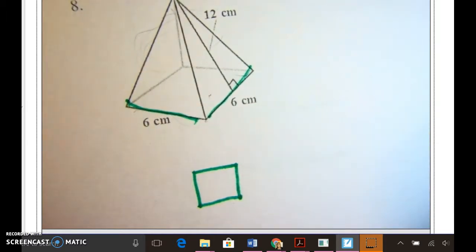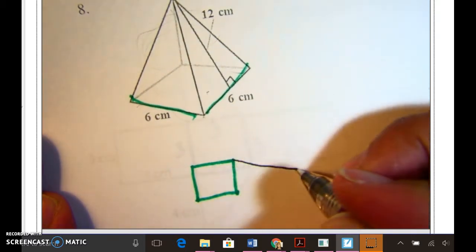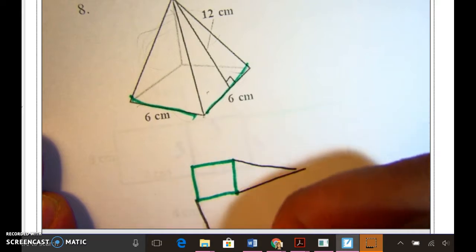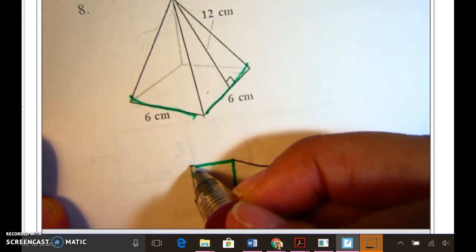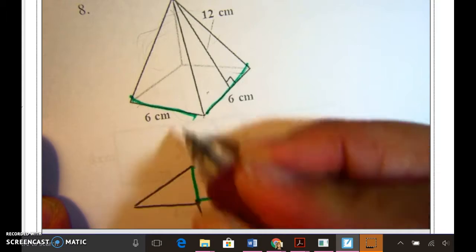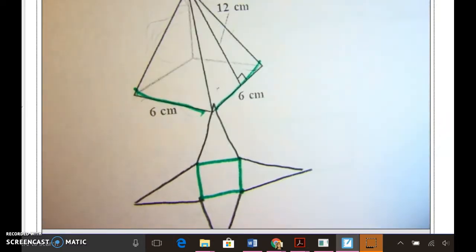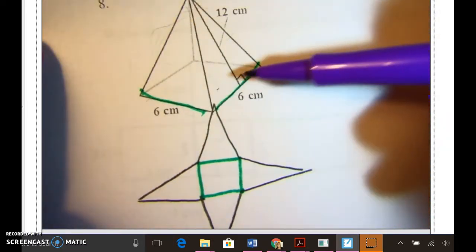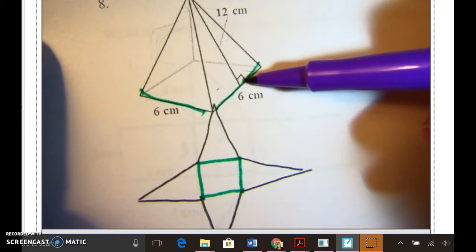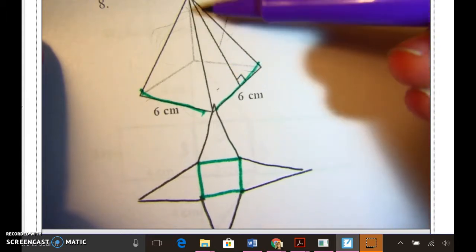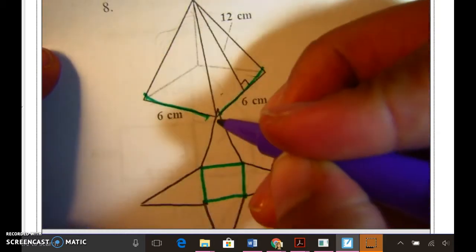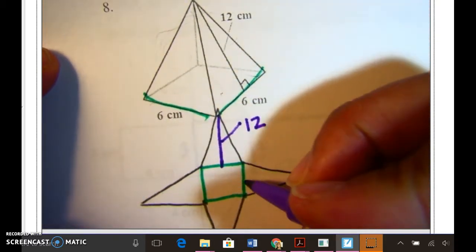Then I'm going to draw all the triangles coming out. Well, I'm going to draw just the sides. I don't know how long the sides are. Sides are long though. If this is 6, then those sides are really tall. I don't know how long those are, but I see that little 90-degree right angle symbol. I know that this is the height of the triangle and it's 12. And that's the same on each one.